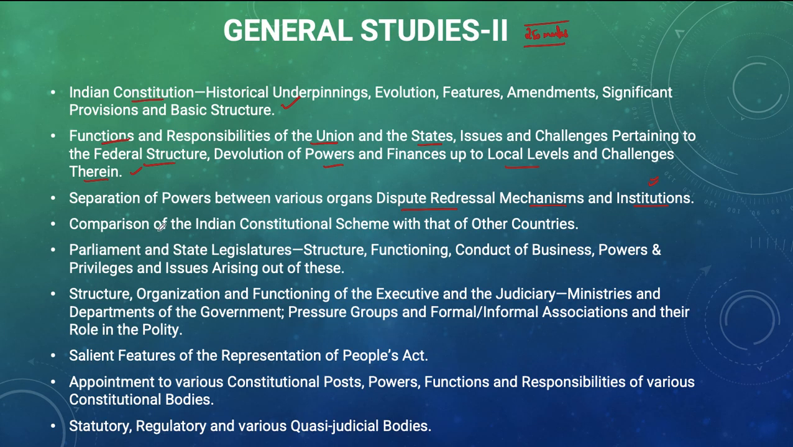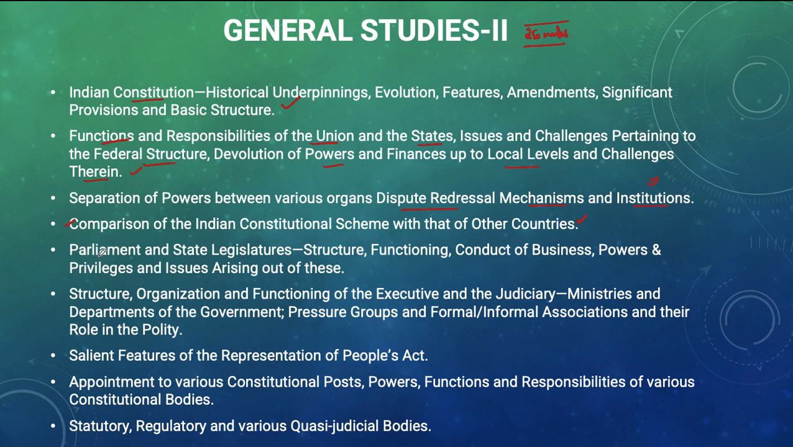For the comparison of the Indian constitutional scheme with that of other countries, for this aspect of the syllabus, we can refer to the Vajiram and Ravi Yellow Book for selective reading and try to make some effective use of toppers' notes as well, for this particular aspect of comparison of the Indian Constitution with other countries, students.